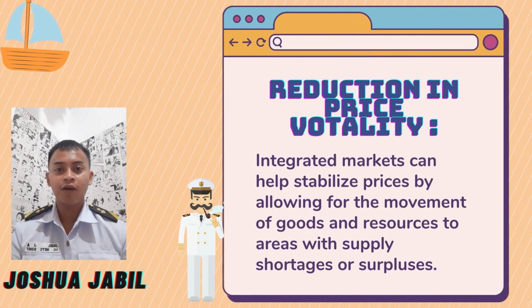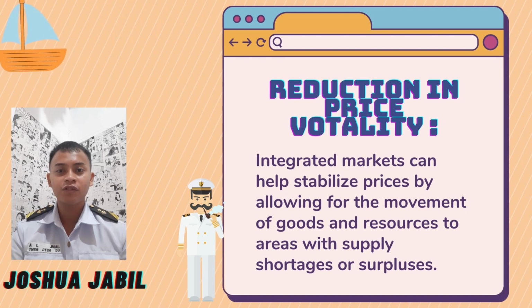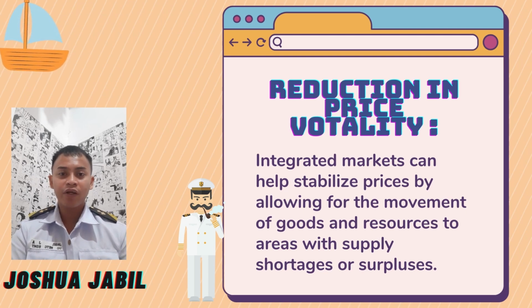Reduction in price volatility. Integrated markets can help stabilize prices by allowing for the movement of goods and resources to areas with supply shortages or surpluses. So, to address supply imbalances in various places in order to facilitate the effective movement of resources and goods while reducing price variations.